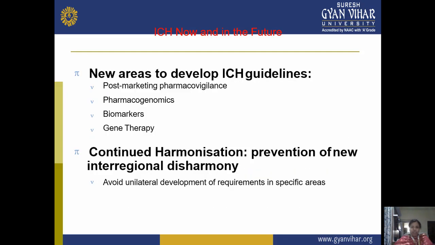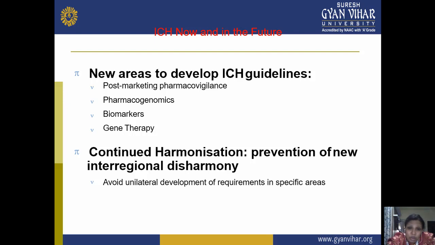Now, a very important thing about ICH now and in the future: new areas to develop the ICH guidelines. The first new area where the ICH guideline is developing is post-marketing pharmacovigilance. As we have discussed, pharmacovigilance is done after the marketing of the drug. If the drug reaches the market and is exposed to so many people, then there is a market survey, which is known as post-marketing pharmacovigilance. For this, no ICH guideline exists yet, so it is actually a new area being developed.